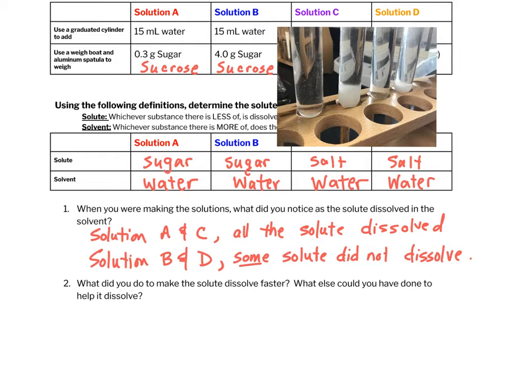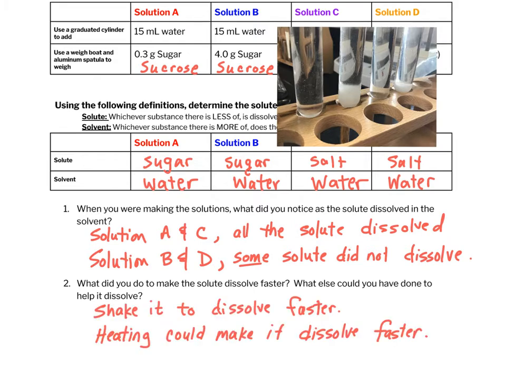Question 2 says, what did you do to make the solute dissolve faster? What else could you have done to help it dissolve? To make it dissolve faster, we shook it. What we could have done is heated it, and it would probably dissolve faster as well. We could then say this. You shake it to make it dissolve faster, and you heat it, it could also make it dissolve faster, but we didn't do that.